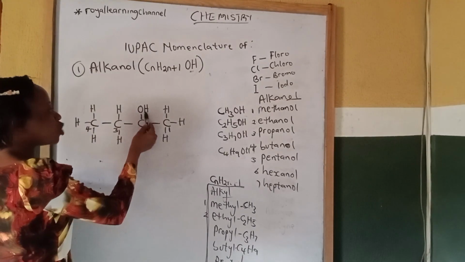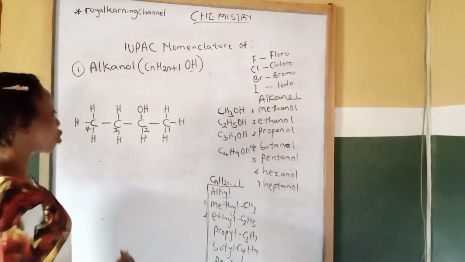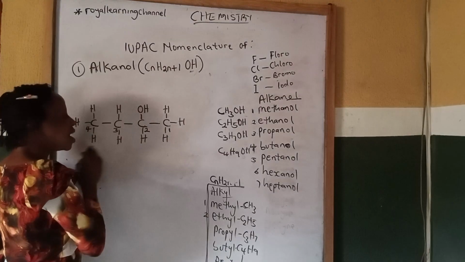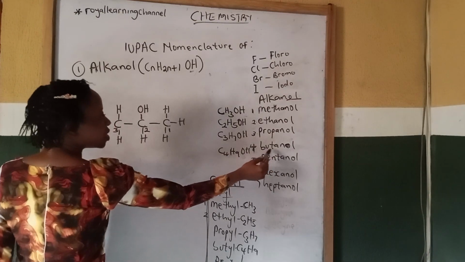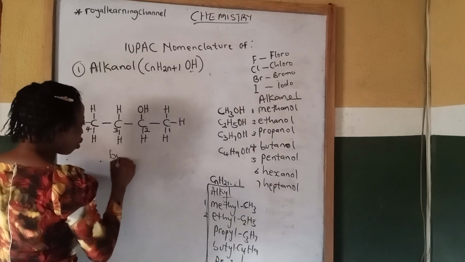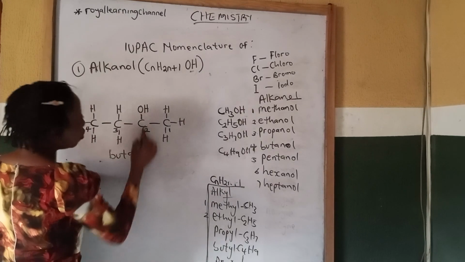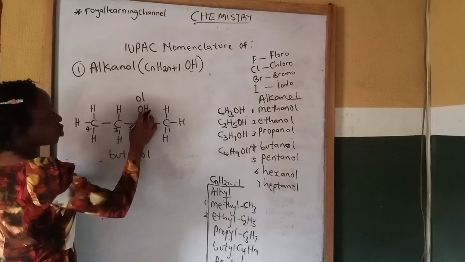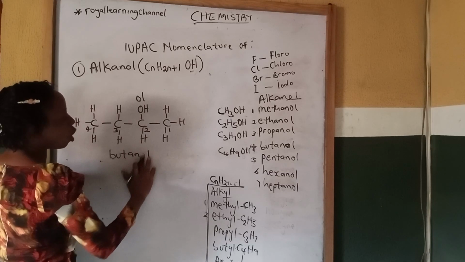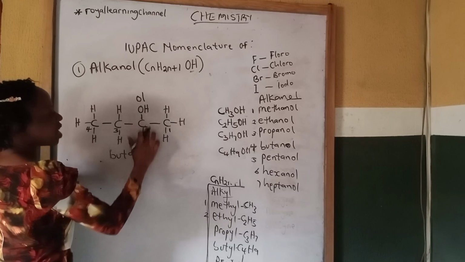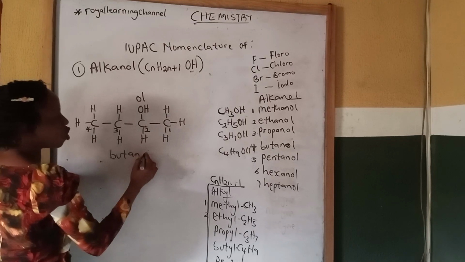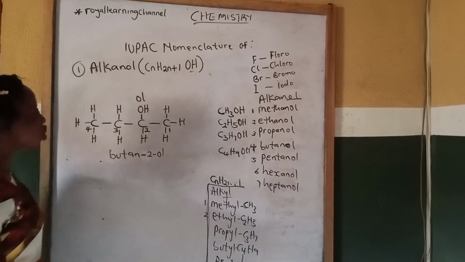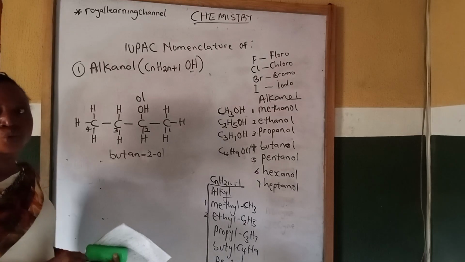But this is an alkanol due to the presence of this OH in our structure. Now, we have to name the position of this OH. Normally, our structure is butanol, the fourth member. We're supposed to call it butanol. But the OH is ol. So we name the position of this ol. The ol is on the second carbon atom. So I'll call it butan-2-ol. So the name of this structure is butan-2-ol.